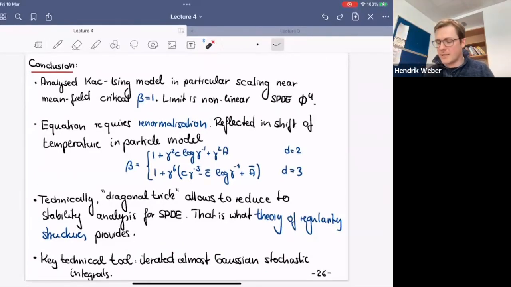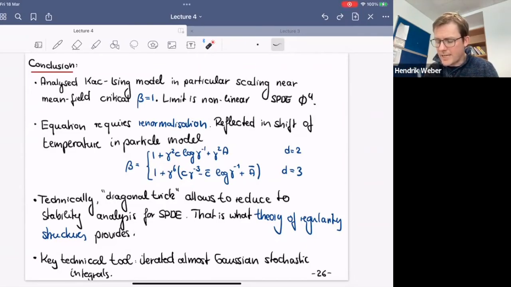So what we've done this week is that I've shown you how to analyze these Kac-Ising models in this very particular scaling near the mean field critical value beta equal to 1. And I showed you that the limit is a nonlinear stochastic PDE, this Phi^4 equation. Then I gave you a quick primer on this limiting SPDE and stressed that it needs renormalization. But on the level of the particle system, it's actually not something so scary. It's just a very small shift of the temperature that you have to zoom around. In 2 dimensions, you had just 1 plus a correction of order gamma squared log inverse gamma. And in 3 dimensions, it was gamma to the minus 3. So it's really just a small shift from 1.